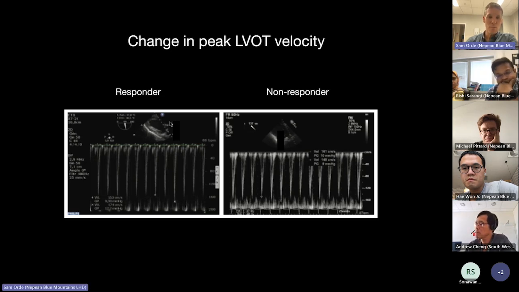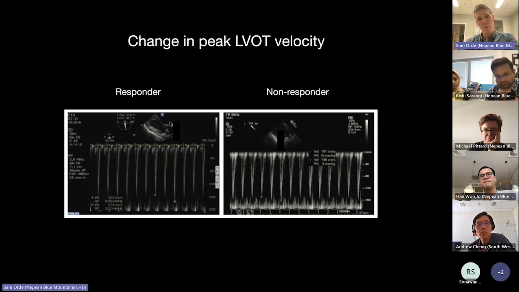So this would be an example here on the left of someone who might be a responder, where you've got a greater than 12% change in your peak velocity, LVOT Vmax. All right. They're measuring this with transesophageal echo. You can do it with transthoracic as well.